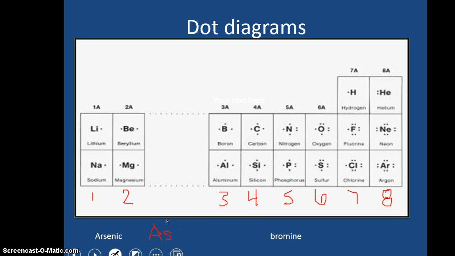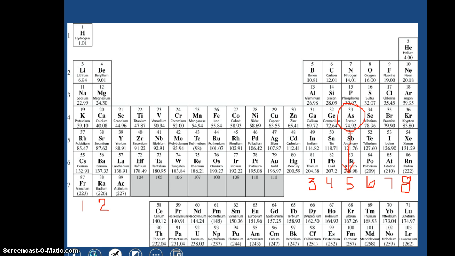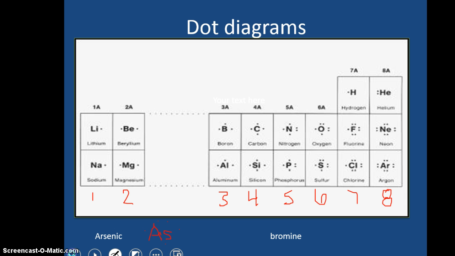That would be arsenic. Now let's do bromine. Bromine is right here. It has 7 valence electrons because it's in group 7. So you start with the symbol, which was Br, and then we want to draw 7 dots. So you go singly first, and then you can double up. So bromine needs 3 more.